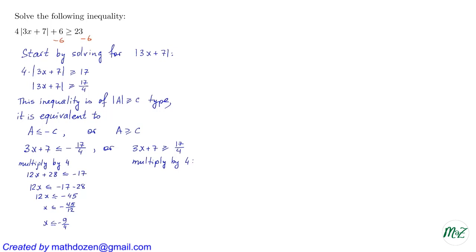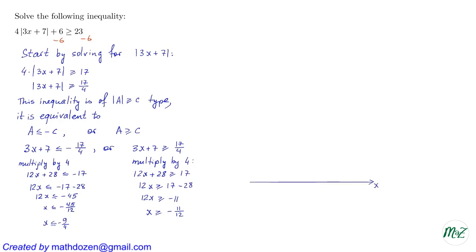With the right inequality, we also multiply through by 4 to get rid of the denominator. So we end up with 12x plus 28 being greater or equal than 17. Then subtract 28 from both sides, and we end up with 12x being greater or equal than negative 11. Divided by 12, we have x being greater or equal than negative 11 over 12.